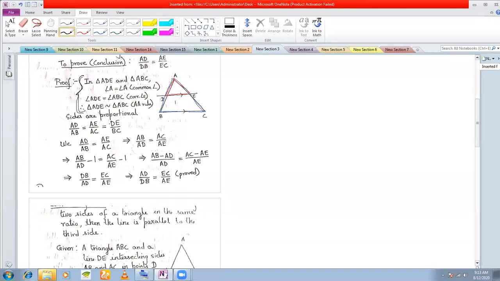I proved the similarity here because this is the common angle, and you have this angle equal to this angle. So therefore, two angles of the two triangles are equal, and therefore they are similar. Okay, let's now write the proportional sides. So opposite to this angle, you have DE, and you have BC.